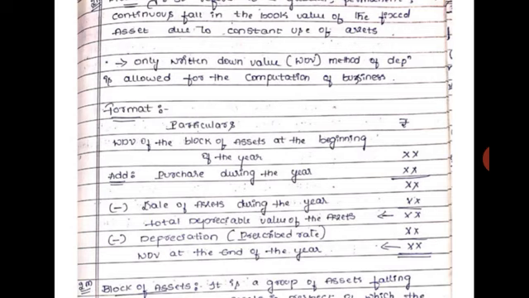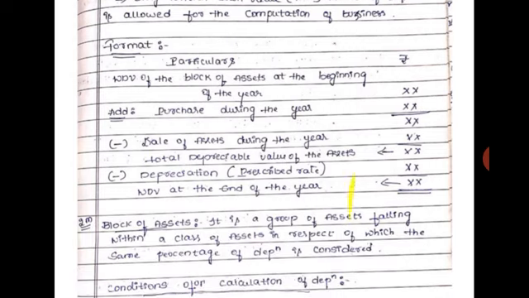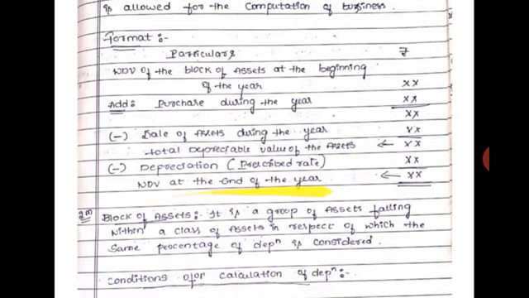Next, the depreciation we are going to deduct at a prescribed rate. Whatever the rate is prescribed by the Income Tax Act, we are going to allow that depreciation. Finally, we will get a written down value at the end of the year. This is a format of how we are going to calculate.